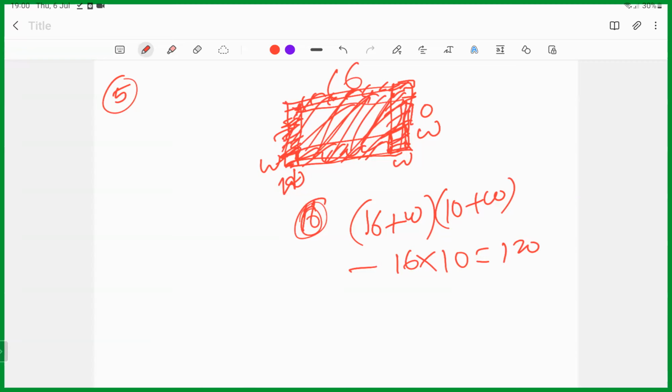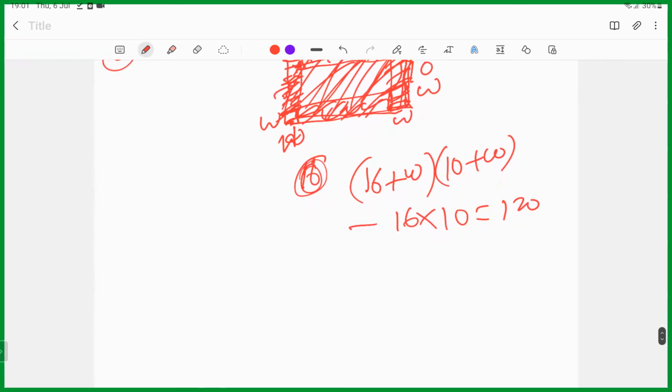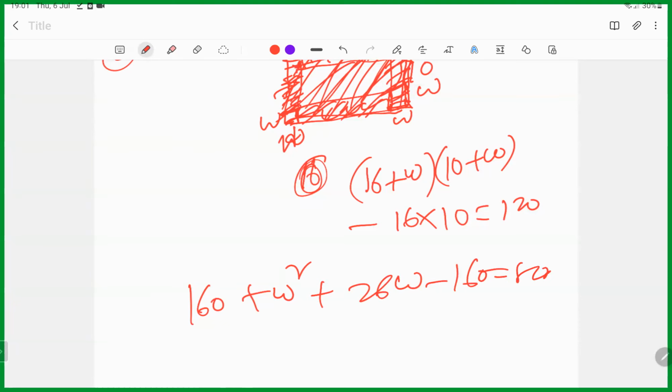That will be 120. Okay. Rohit, got it? Then solving this quadratic equation is not okay. This is the quadratic equation only, no? What is 16 plus W into 10 plus W? 160 plus W square plus 26W minus 160 equal to 120.